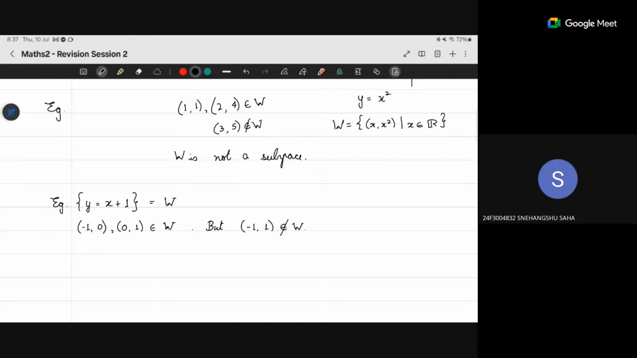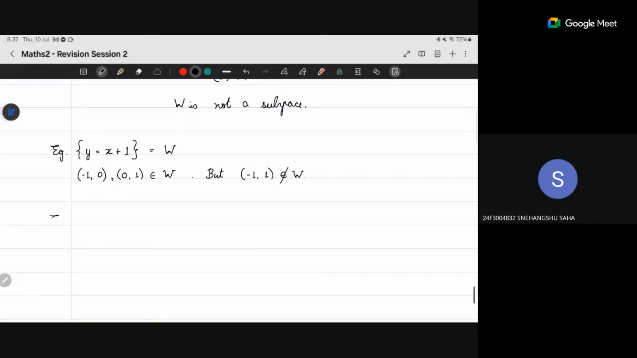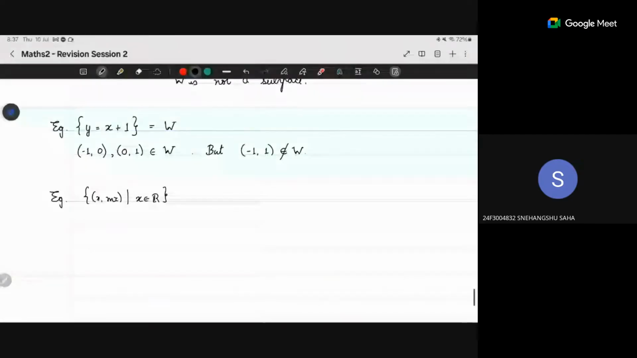Sir, if I write y is equal to mx, for any value of m, is it a subspace or not? Yes, that is true. So if you have (x, mx), where m is a fixed constant, x is in R, m is arbitrary but fixed. Let me call this Wm. What is Wm? It's this line of slope m.